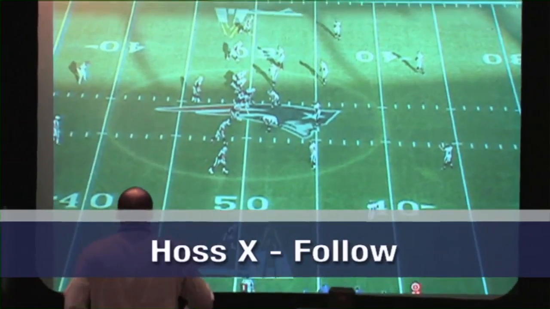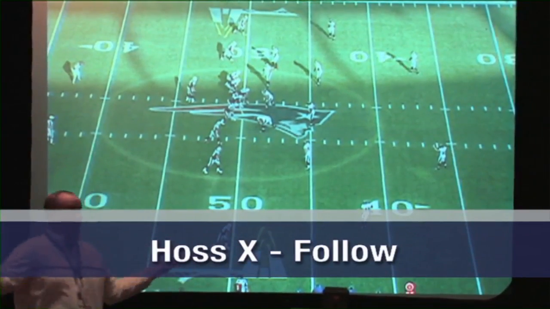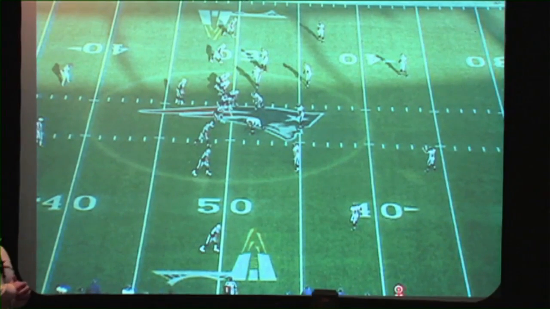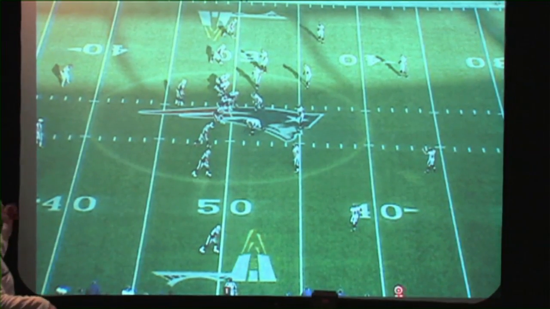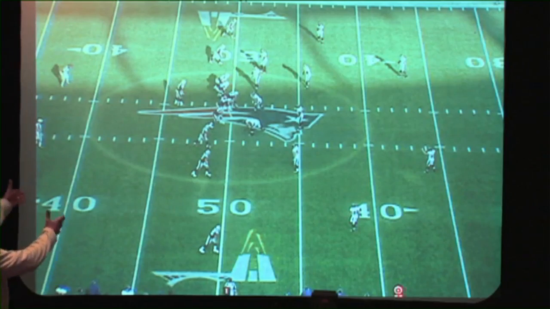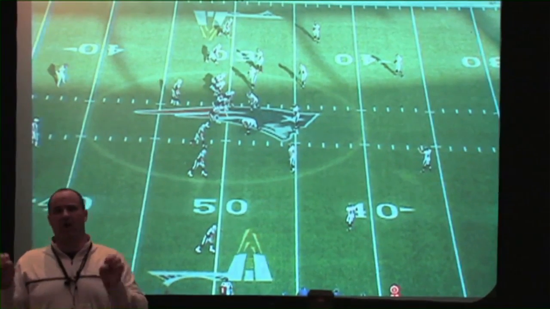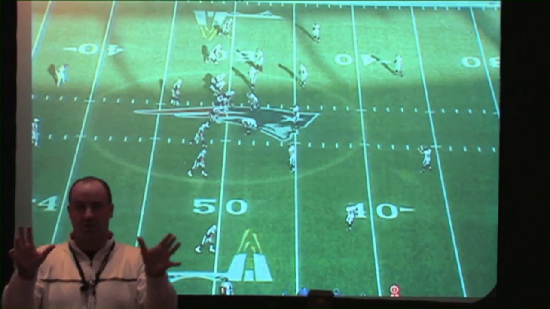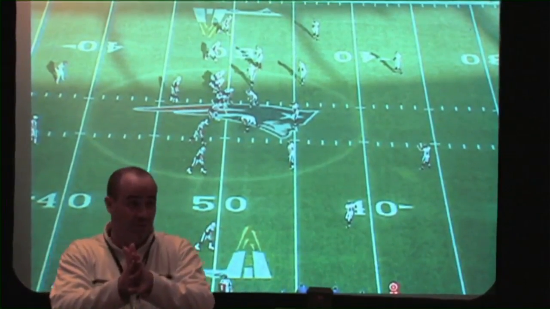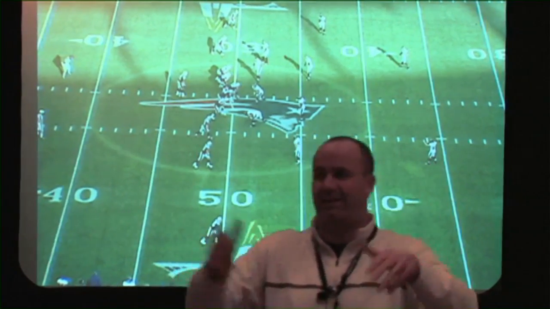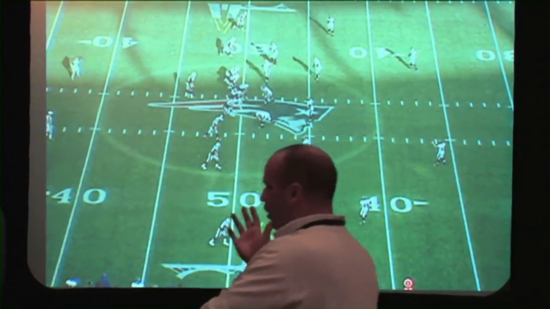This is called, whatever the formation, let's say it's Brown, all right? So right here we've got gun Brown right, 74 HOSS X follow. 74 being the protection, HOSS X follow being the route. HOSS, at New England and at Penn State, what we did was our routes were words, and they were word association. So we had single receiver routes: comeback, slant, hitch, whatever, go, post, all right?